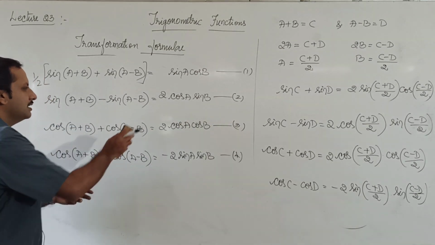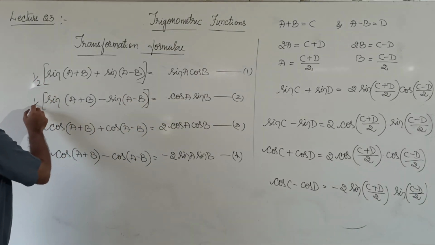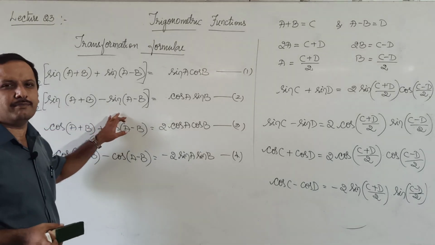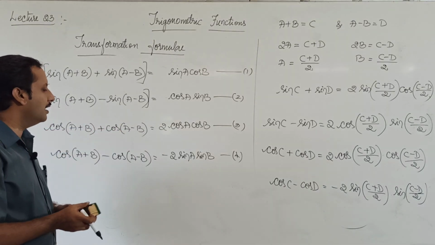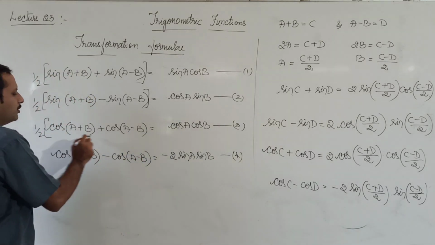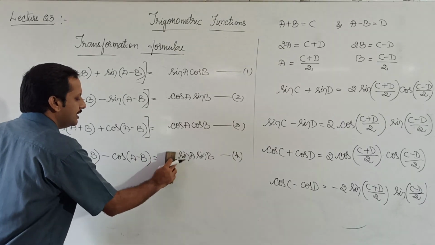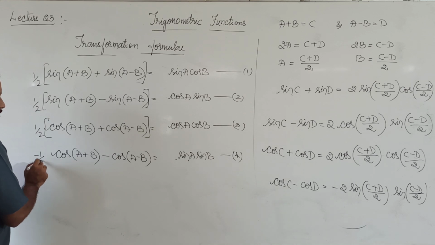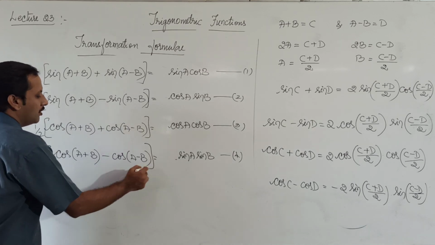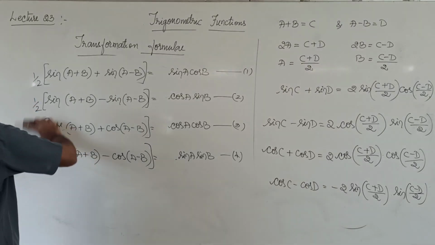Cos a sin b is equal to 1 by 2 into sin (a plus b) minus sin (a minus b). Then cos a cos b is equal to 1 by 2 into cos (a plus b) plus cos (a minus b). Then sin a sin b is equal to minus 1 by 2 into cos (a plus b) minus cos (a minus b). These are another set of formulas. I will rewrite them again.